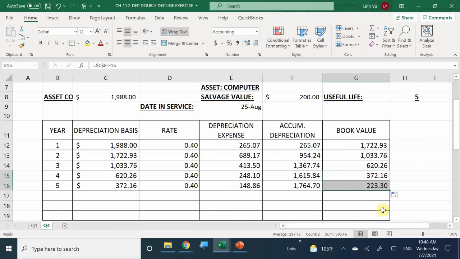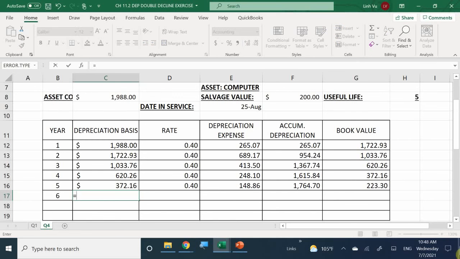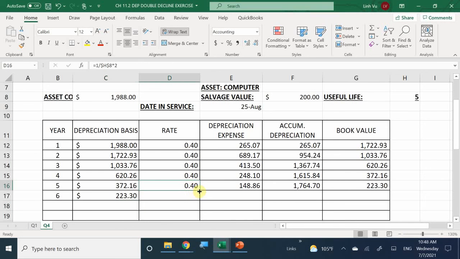Second thing is, how old is my asset right now? 5 years. Is it really 5 years? No, it's 4 years and 4 months. Exactly. So therefore, we can carry on for a 6th year. So let's go ahead and follow through. If I put 223.30, and I know that I'm going to depreciate it again by 40%, what's my depreciation expense going to be for year 6?